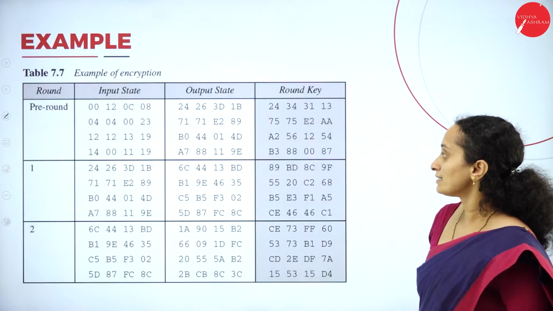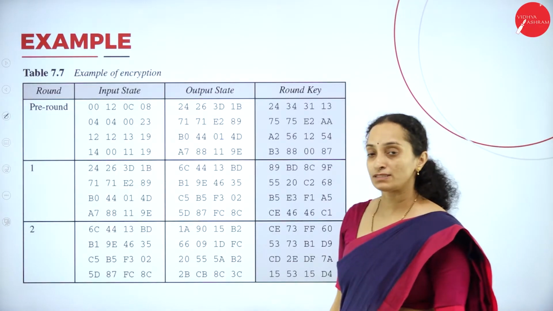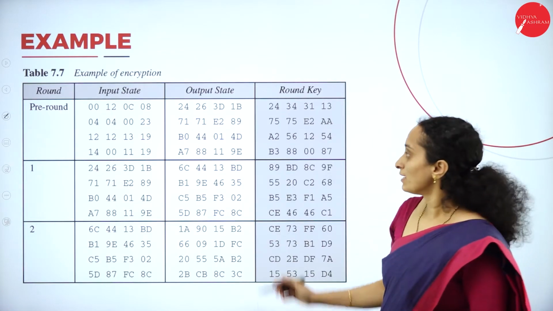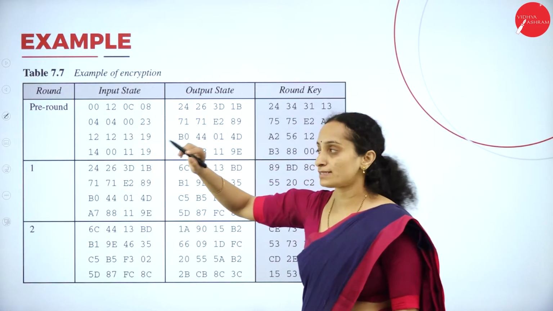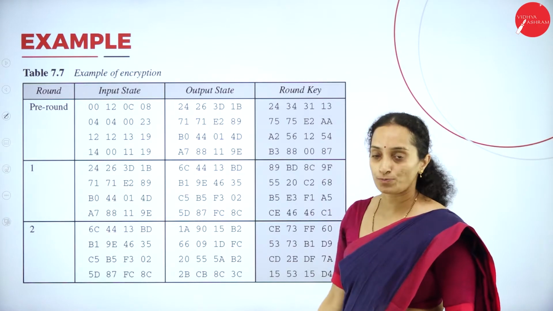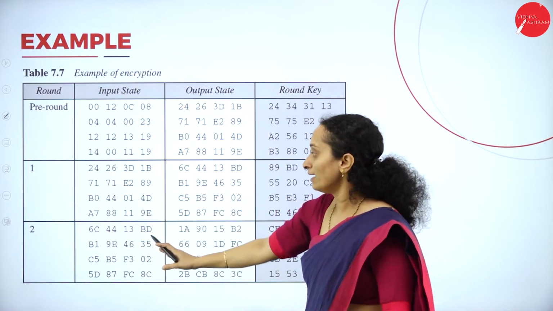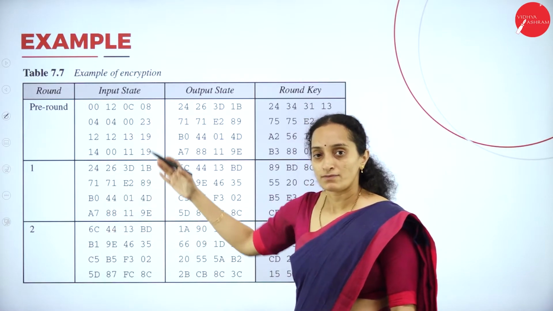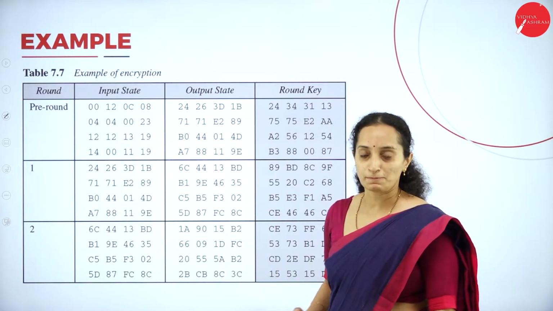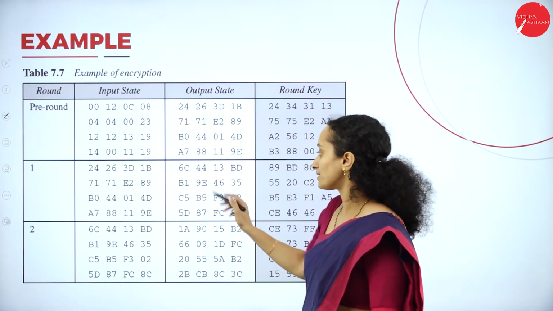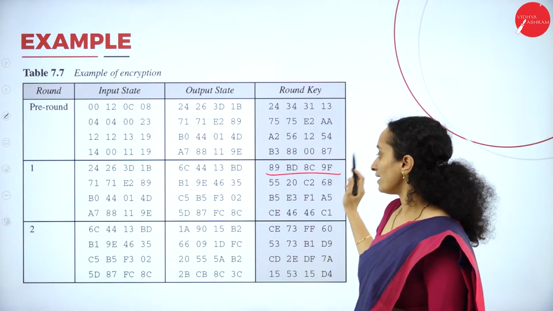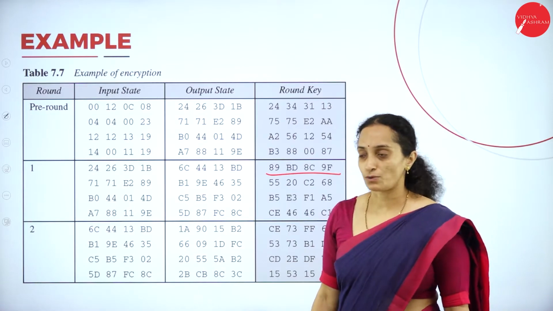We have the set of input state and output state and the round key we use. We XOR these operations to get the output state. It is the same with each of the rounds. This is the input state, which goes through all 4 steps in the transformation, then generates the output state by using the round key.